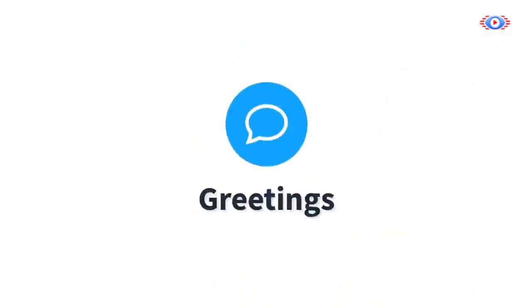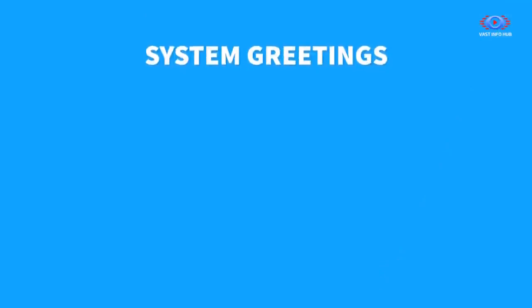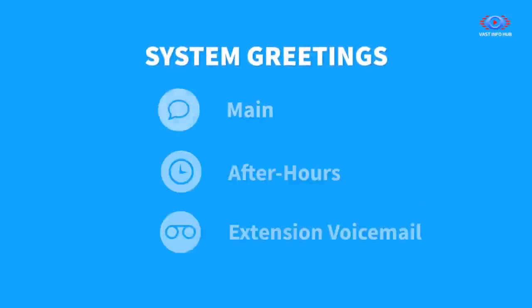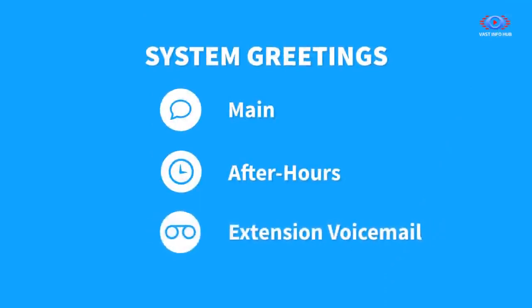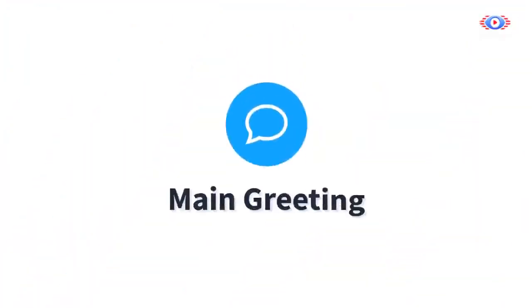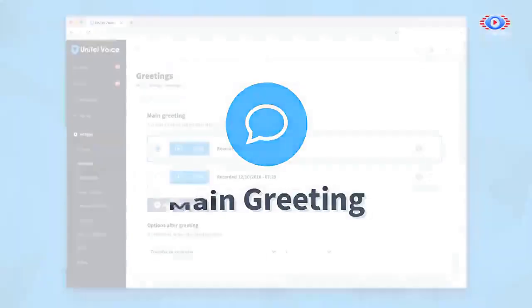Give your customers the right impression with professional greetings. Your UniTel Voice virtual phone system has 3 greeting types: your main greeting, your after-hours greeting, and your extension voicemail greetings. Each employee and department extension has its own voicemail greeting. First, let's discuss your main greeting, the recording your customers hear when they first call your business. Here's how to set it up.